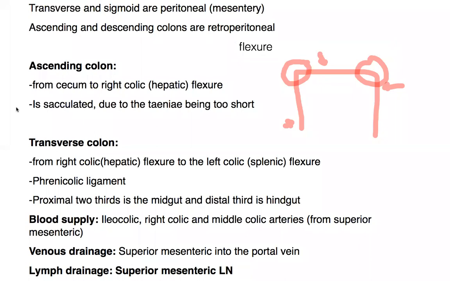There are two flexures, here right or left. So this is the right colic flexure, this is the left colic flexure, but they have a second name. So the right colic flexure is known as the hepatic flexure, while the left colic flexure is known as the splenic flexure. Okay?